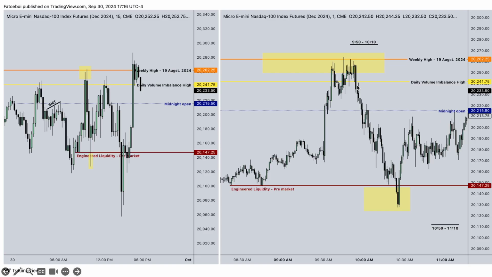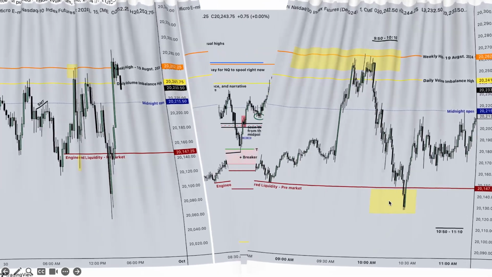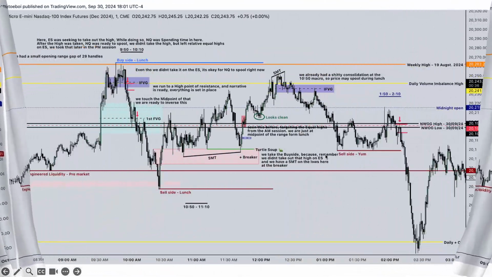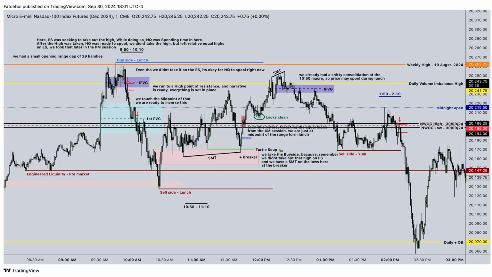This is the first point of entry. This is the first percent of fair value gap. Midnight open, we are respecting that, so the second point of entry. But the main point of entry that my interest is in is this fair value gap in here, and then we draw down to take out the pre-market. So this is what it's all about.